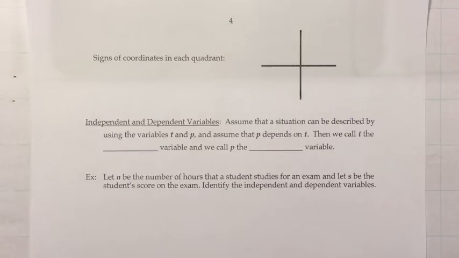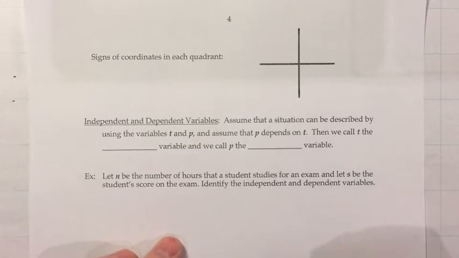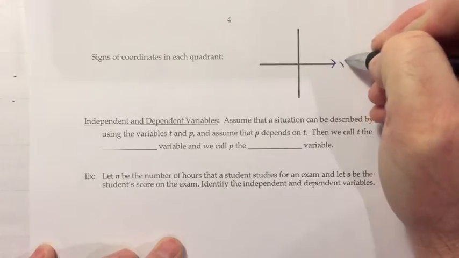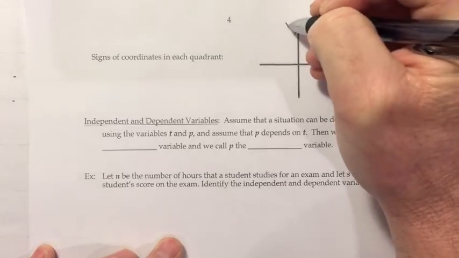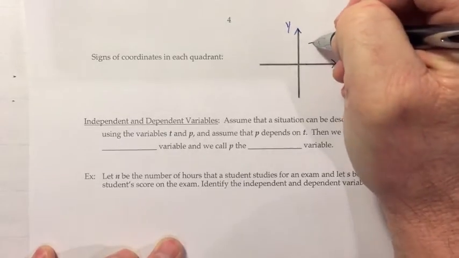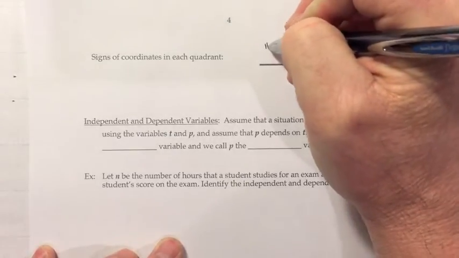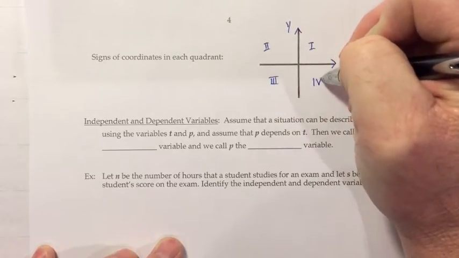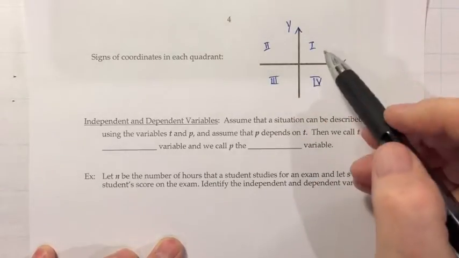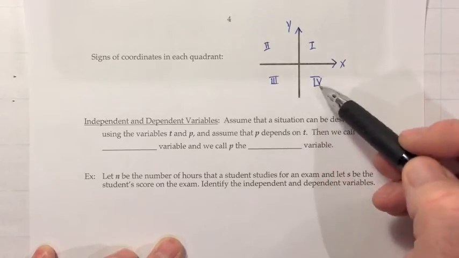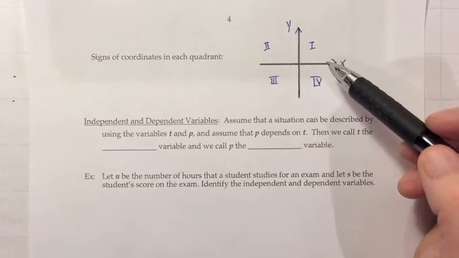Alright, here's a quick follow-up to the plotting of ordered pairs that we did on our coordinate system. When you have the x-axis and the y-axis put together like this, you're forming 4 quadrants. Quadrant 1, Quadrant 2, Quadrant 3, and Quadrant 4. So they're always numbered like that, from upper right being 1, and then counterclockwise 2, 3, 4, and usually done with Roman numerals as well.